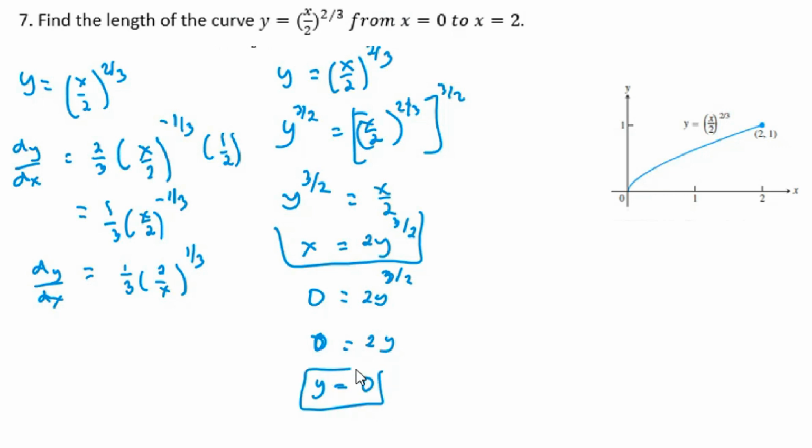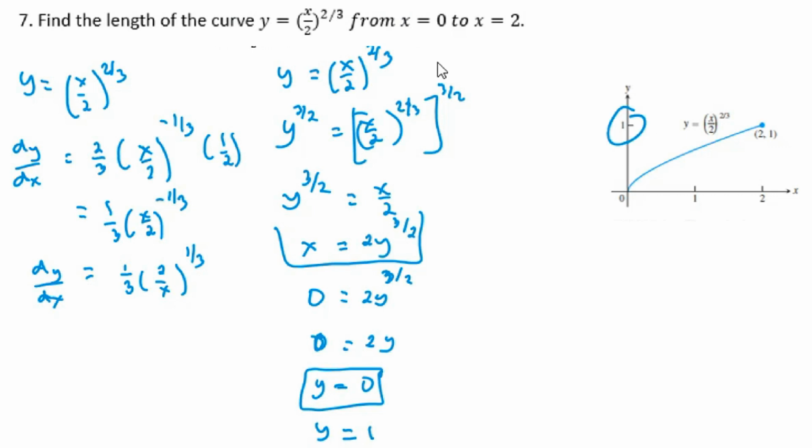So one of the limits is 0, and for the other one, looking at the graph of the curve y equals (x over 2) to the power of 2/3, we know that the interval is from 0 to 1 on the y-axis. So the other limit is y equals 1.